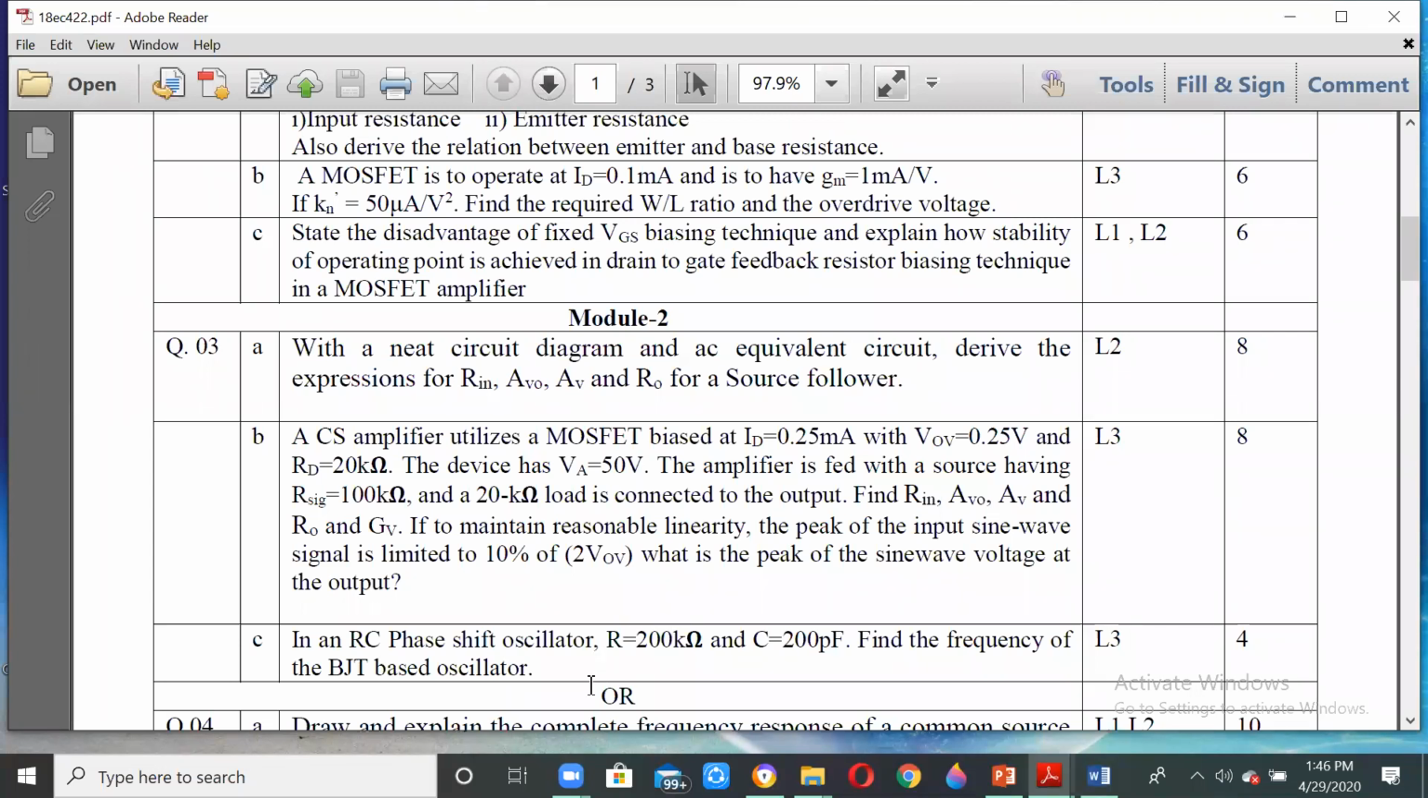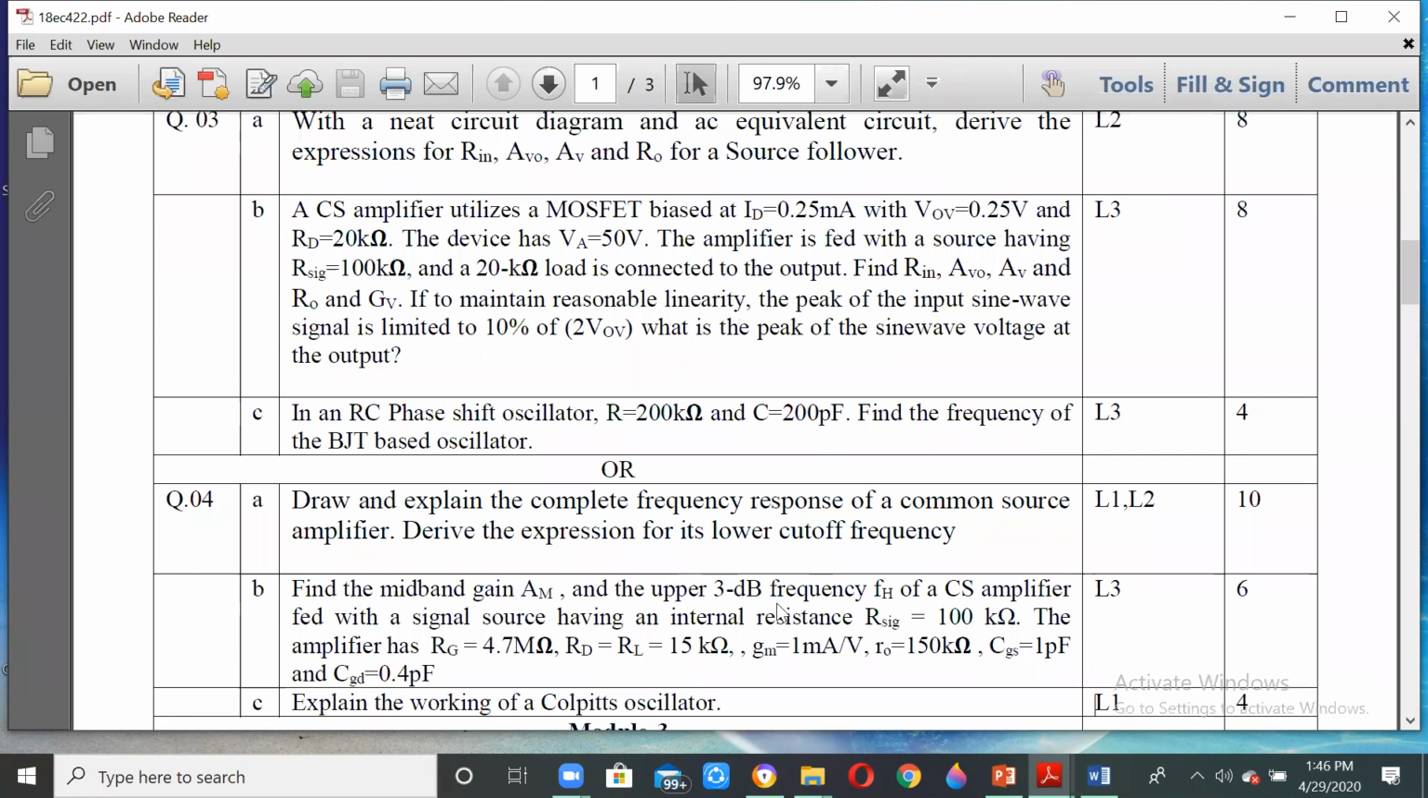Then it will become 1 by 2 pi RC root of 6 plus 4 into 1. That is root of 10 will come in the denominator. Okay, using the R and C, you can just find it. So you need to choose the value of the collector resistance.